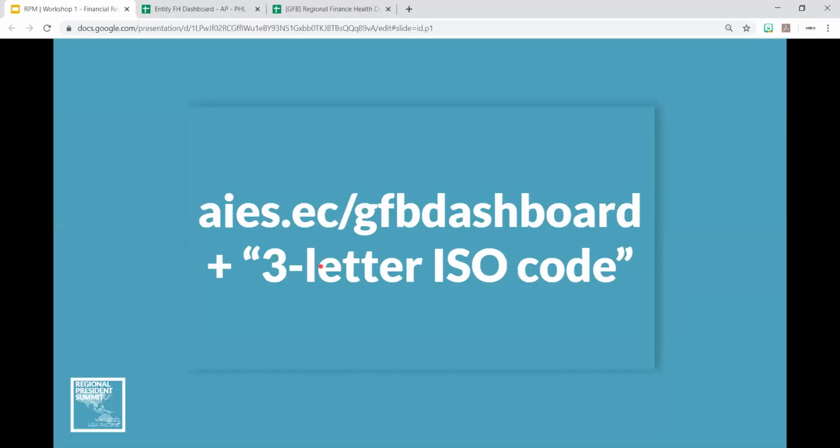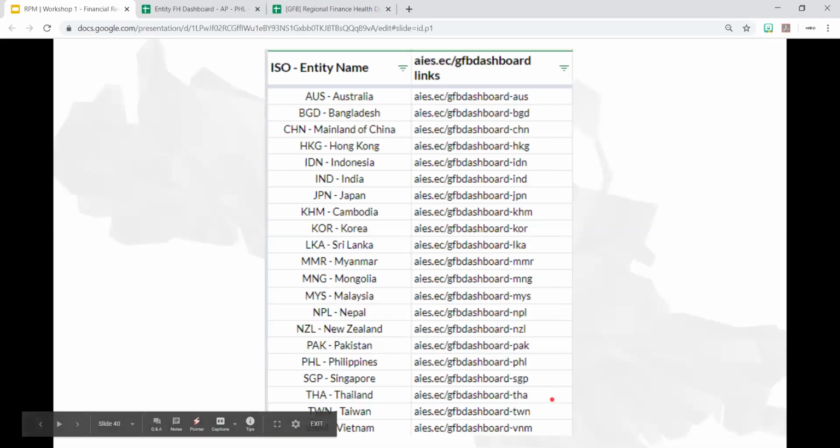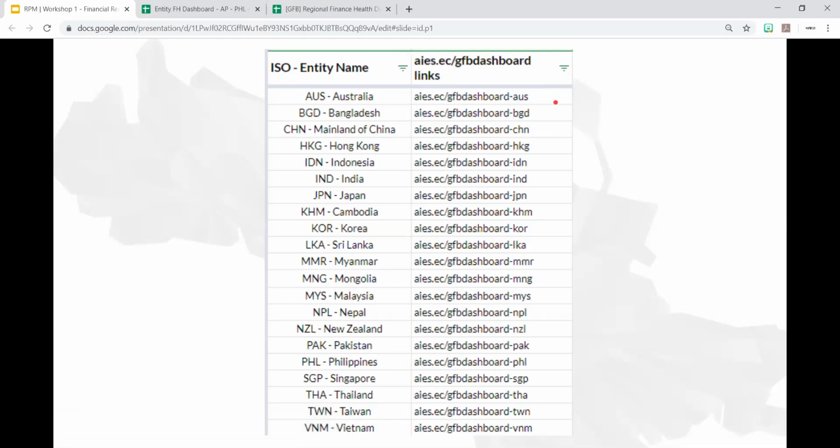So let's go to your entity dashboards. The links are ice.x/gfb dashboard plus the 3-letter ISO code, or you can just look at this table to find your links. Please take note that last week, or was it 10 days ago, I shared the dashboards with you already. Whatever email you put in the contacts list is able to access your entity dashboards. Can you go to your entity dashboards, and once you're in, write in the chat that you already opened it?